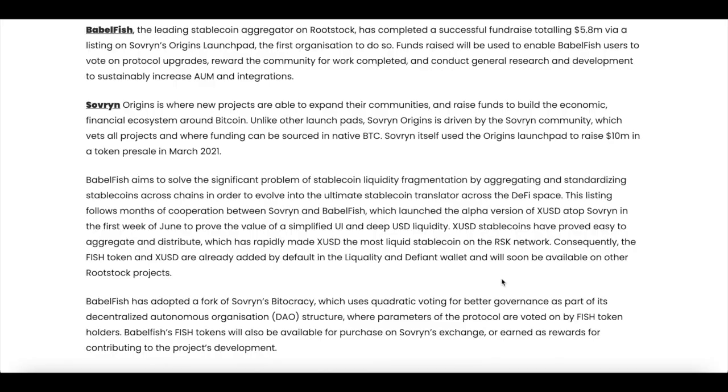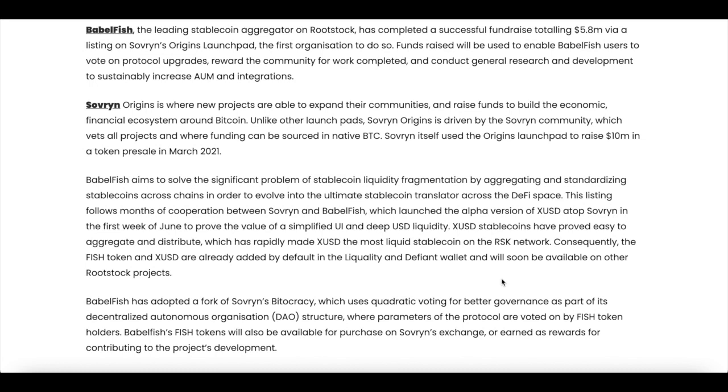Now, BABB, the leading stablecoin aggregator on RootStock, has completed a successful fundraise totaling 5.8 million via a listing on Sovryn Origins launchpad. The first organization to do so, the fundraise will be used to enable BABB Fish users to vote on proposal upgrades, reward the community for work completed, and conduct general research and development to sustainably increase AUM and integrations.